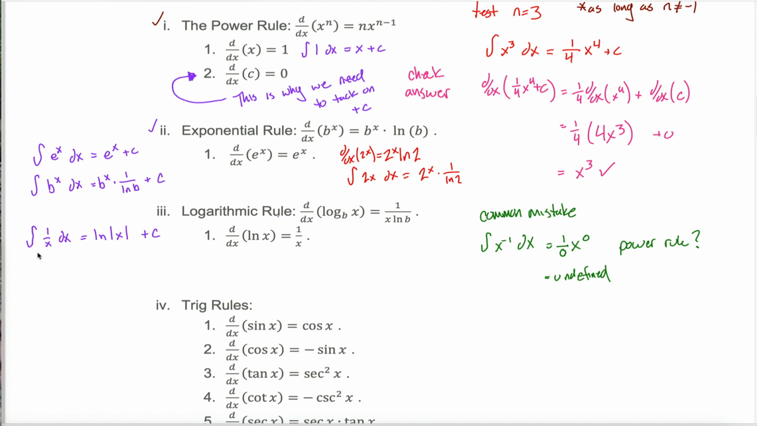So what I'm saying is just remember, when you see 1 over x, don't change it to x to the negative 1 power and try to use the power rule. The power rule is not applicable in this case. The antiderivative of 1 over x dx is the natural log of the absolute value of x plus c.